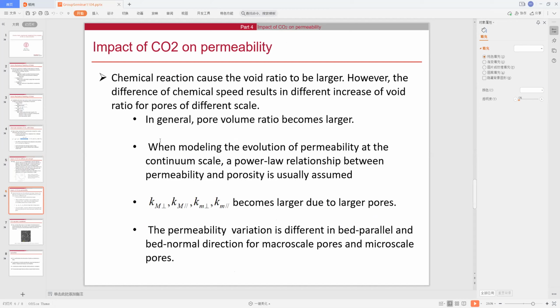When modeling the evolution of permeability at the continuum scale, a power-law relationship between permeability and porosity is usually assumed. So the permeability parameter here becomes larger due to generally larger pores. But the chemical reaction speed is different, so the permeability variation is also different in the bedding normal and bedding parallel directions for pores of different scale.